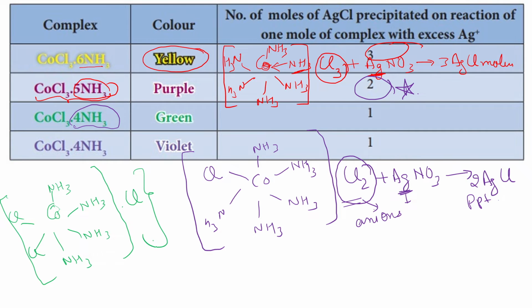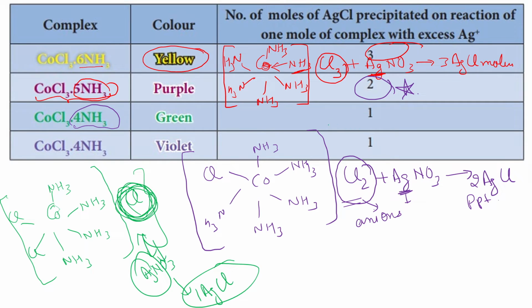To this complex, when silver nitrate was added, it was observed that only one molecule of silver chloride came out. This only one ion is present outside the coordination sphere as counter anion. Only this molecule combined with this silver ion and formed one AgCl PPT, as you can observe here.